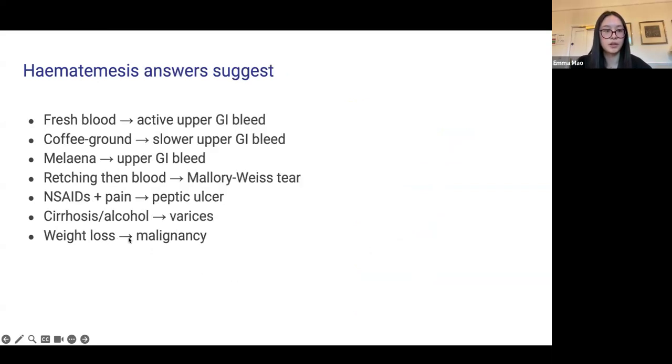Okay, so again, here are what some answers might suggest. So fresh blood, active bleed, coffee ground, slower upper GI bleed. Melena, also upper GI bleed, so it's going down and getting formed into the poo, digested. And then retching then blood suggests the Mallory-Weiss tear, so there's some sort of trauma. And then there's NSAIDs, pain, peptic ulcer, and cirrhosis, previous cirrhosis, alcohol history, esophageal varices, and then weight loss, malignancy again.